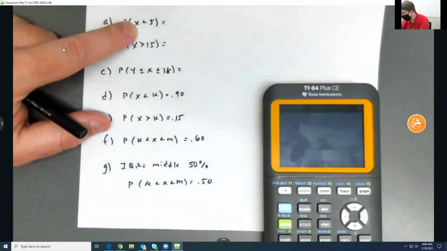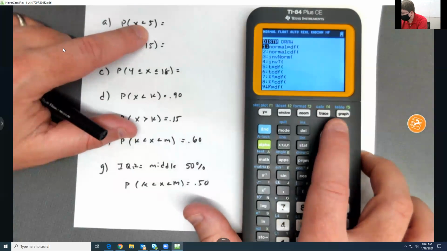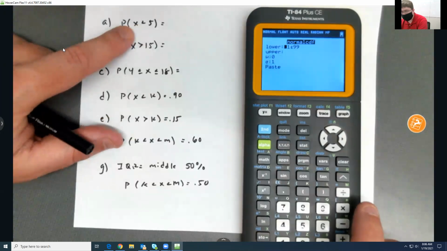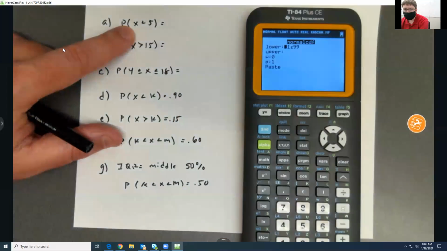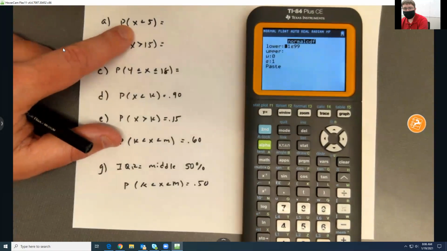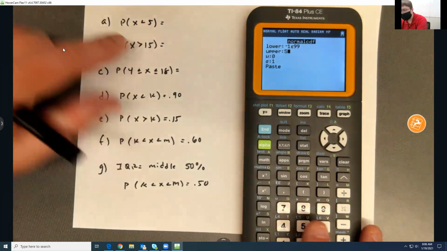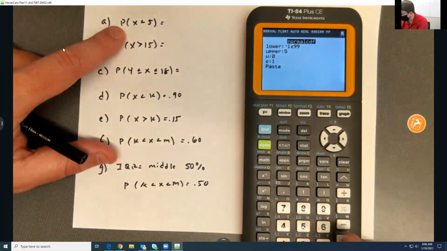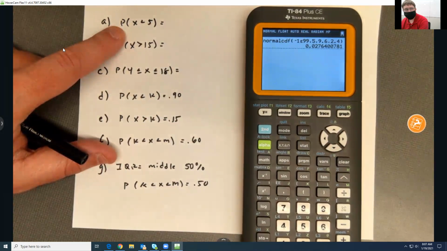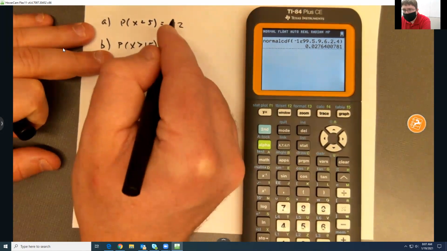First couple ones are pretty straightforward. Probability X is less than 5. On this one, I'm looking for a percentage. So I'm going to do second VARS, normal CDF. Lower bound is going to be negative on this one because we don't really have a lower limit that we're worried about. And then for the upper limit, we put in the highest value we'd accept, in this case 5. Here, you can put in both your average and standard deviation: 9.6 and 2.4. There's what I got on the first: 0.0276.